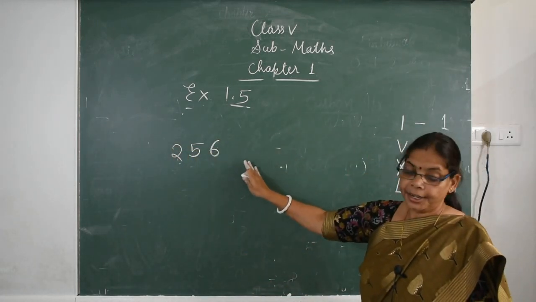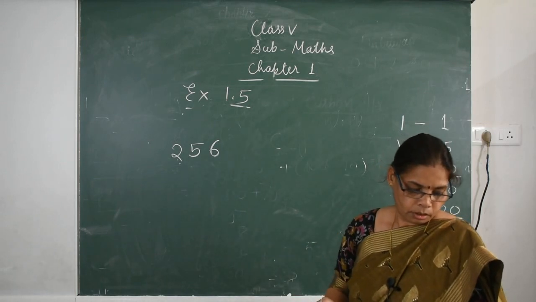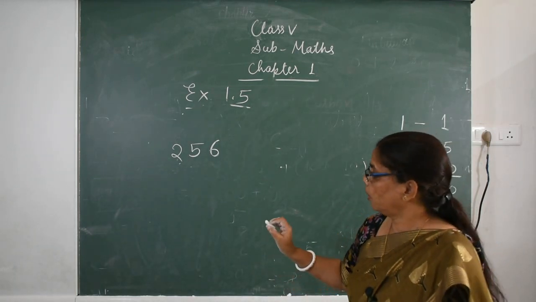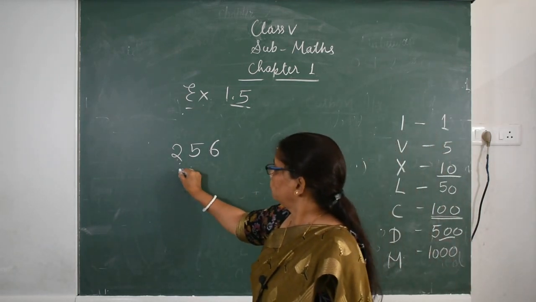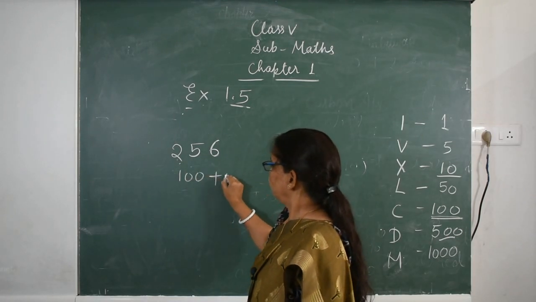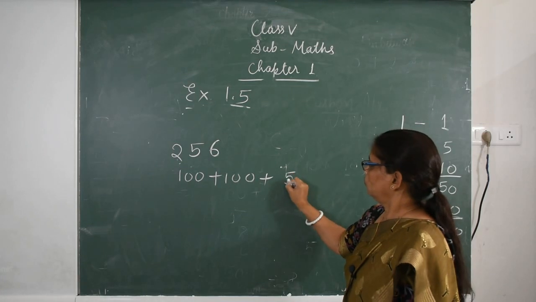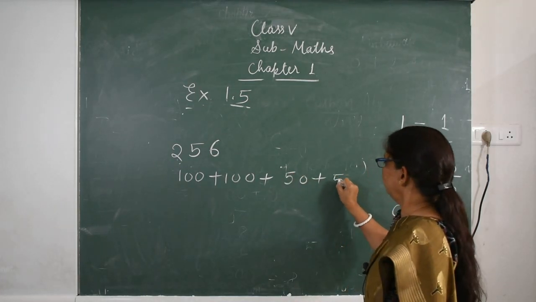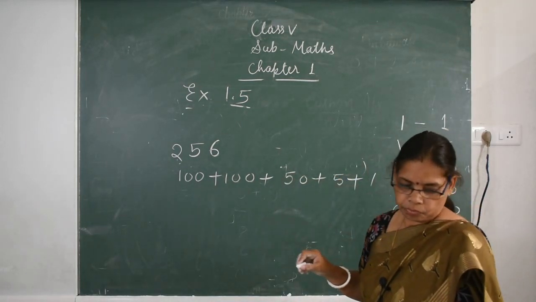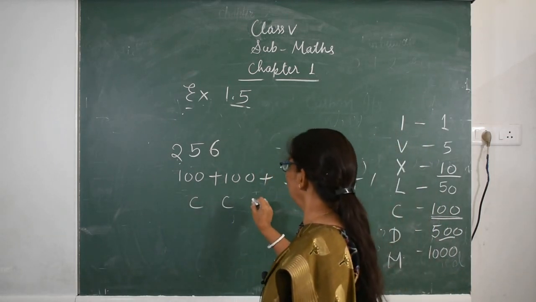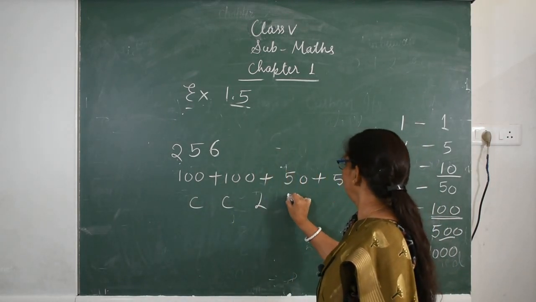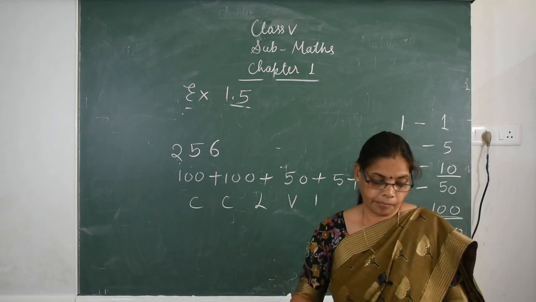This number we have to write in Roman numerals: 56, so 50 plus 5 plus 1. So L, V and I.